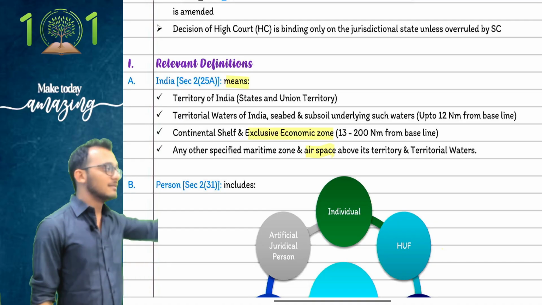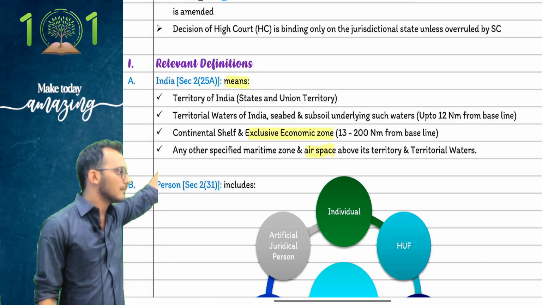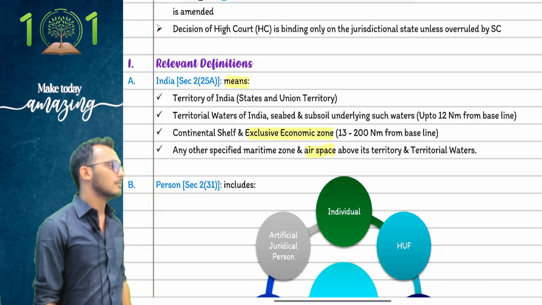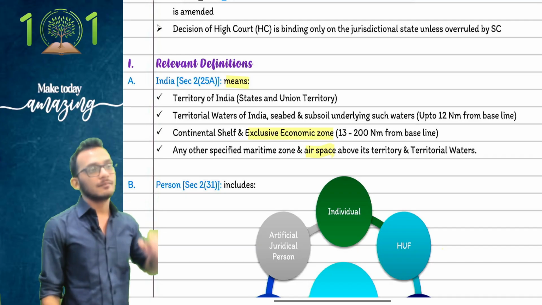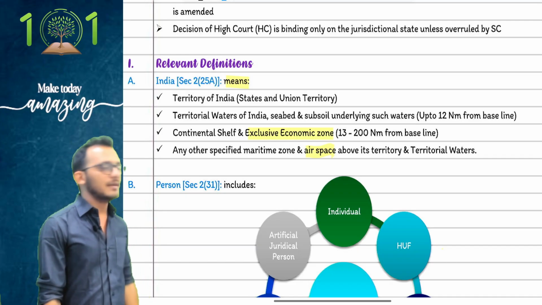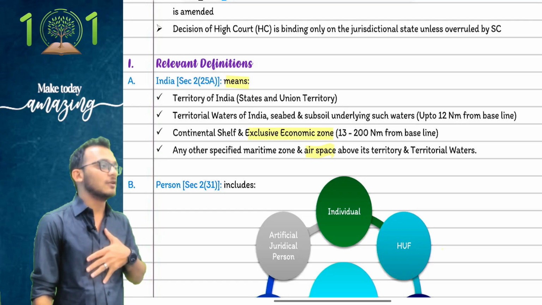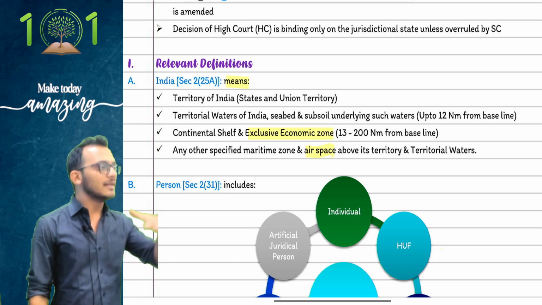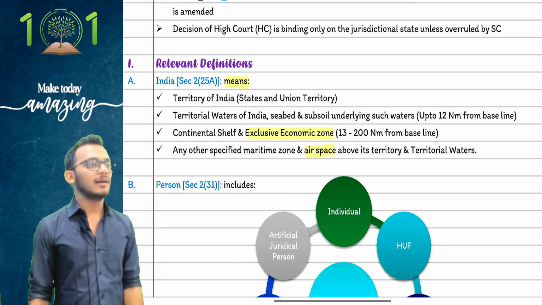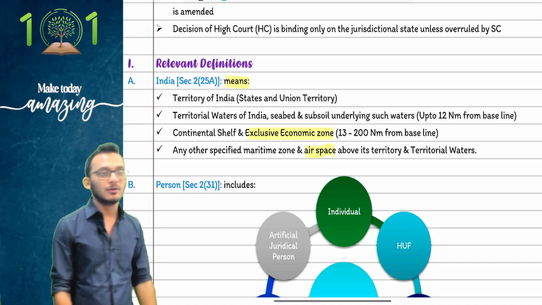Now let me clarify. This is a definition given in the Income Tax Act, which means it will not apply to other acts. When you read the Indian Contract Act, you will not see the third point. The continental shelf and exclusive economic zone will not be there because I don't have to worry about it in the Contract Act. The Contract Act only says do activities in India, which means they don't care about what kind of profit elements you're having. I don't mind that.